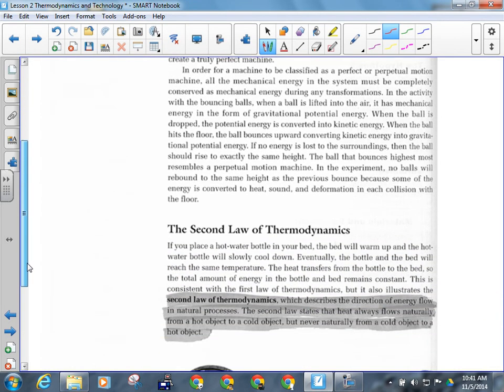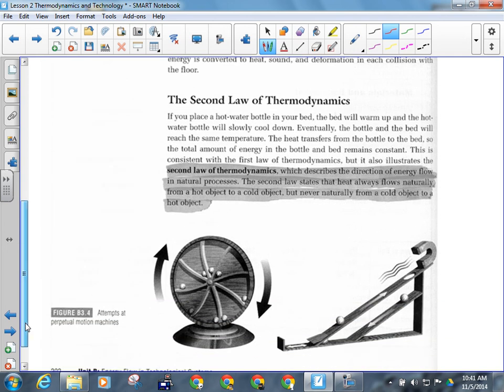So it is the second law of thermodynamics that forbids the creation of a perpetual motion machine. Energy will always flow from high to low. And that's what this is saying here. The second law states that heat, or even energy in general, naturally flows from the high energy object, in this case hot, to cold, but never from cold to hot.